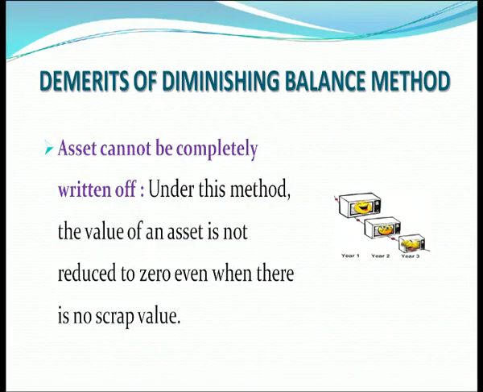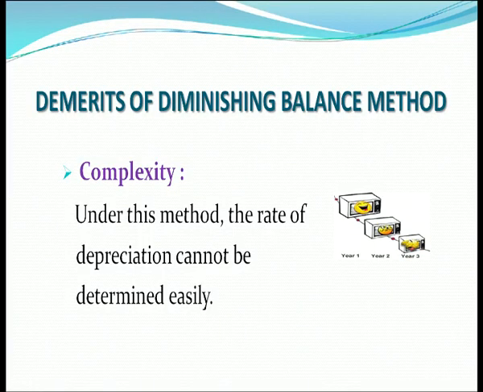But again, it is also having certain limitations or demerits. First is that the asset cannot be completely written off. So, the amount of asset never becomes 0 or cannot be reduced to 0 when there is no scrap value, and it is of course a more complex method as compared to the straight line method, because under this the amount keeps on reducing, the rate of depreciation cannot be easily determined as the amount keeps on declining year after year.